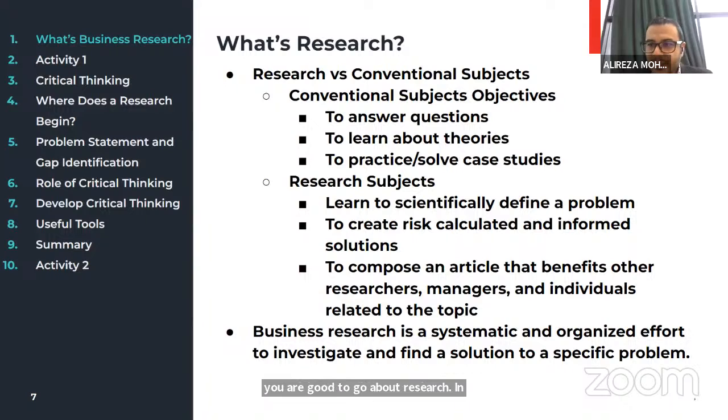In that way, we can define business research as a systematic and organized effort to investigate and find a solution to a specific problem. There are some keywords here, please highlight. Systematic means you need to have a systematic, planned approach to that problem, and organized to a specific problem.